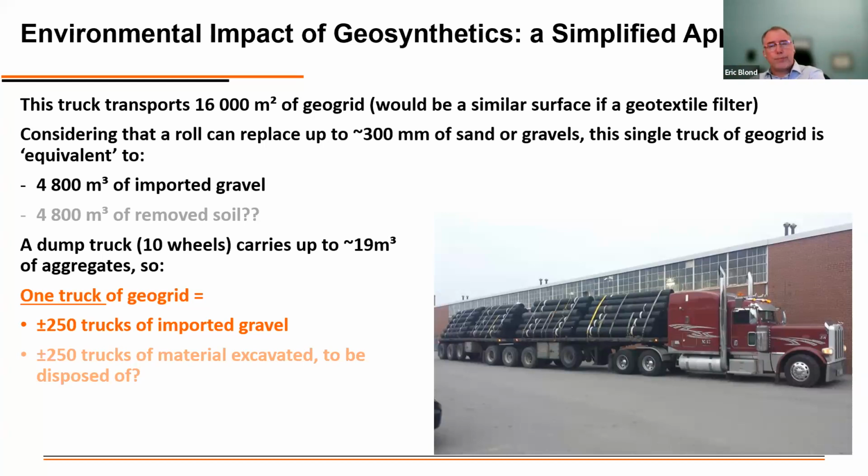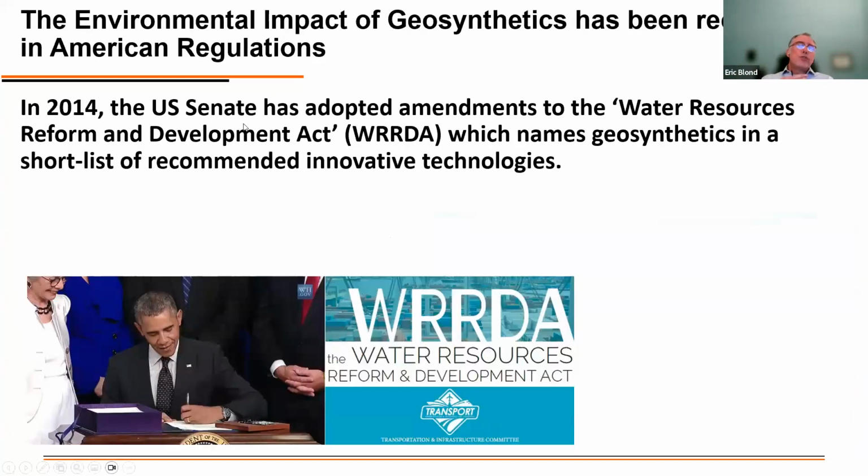The benefit is huge. In fact, it is so huge that in 2014, the US Senate amended the Water Resource Reform and Development Act, which dates from the early 70s, and has named geosynthetics as well as composite and, I think, roller compacted concrete, the third technology, as innovative technologies that should be considered by the US Army Corps of Engineers and the engineering community for constructions, in construction.